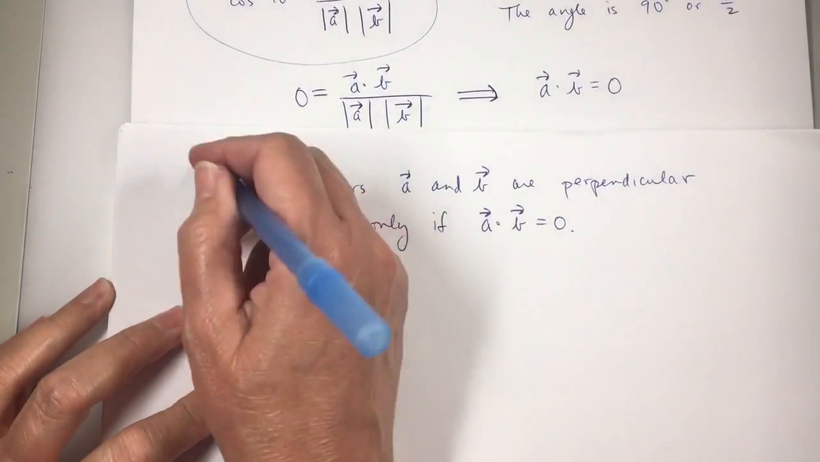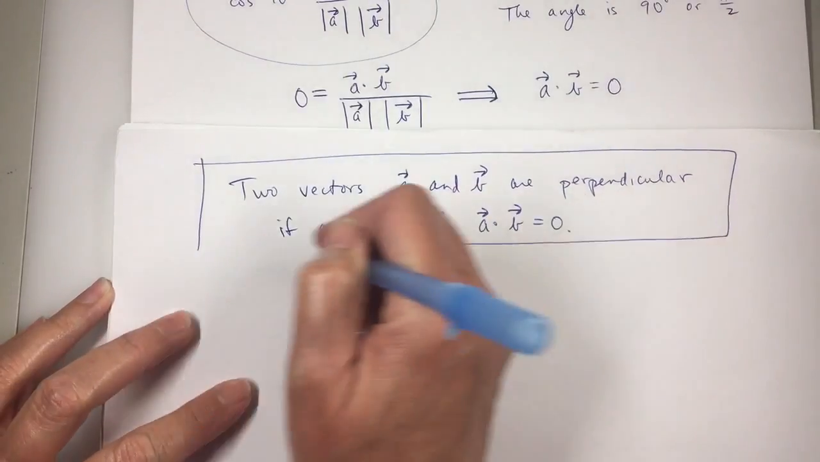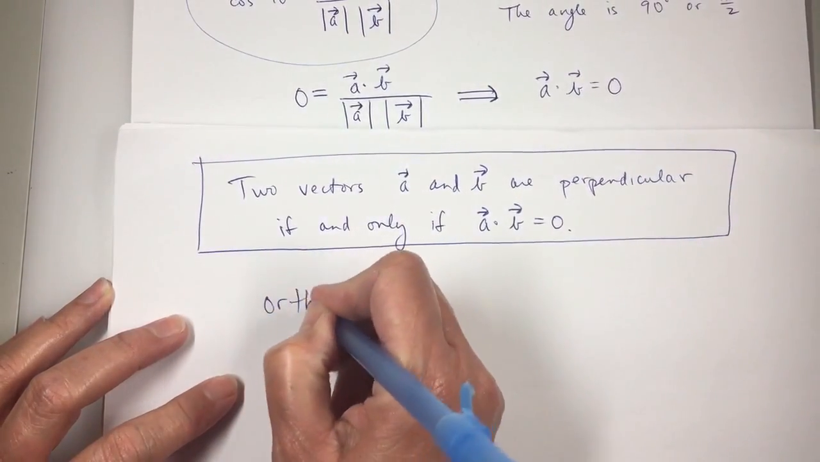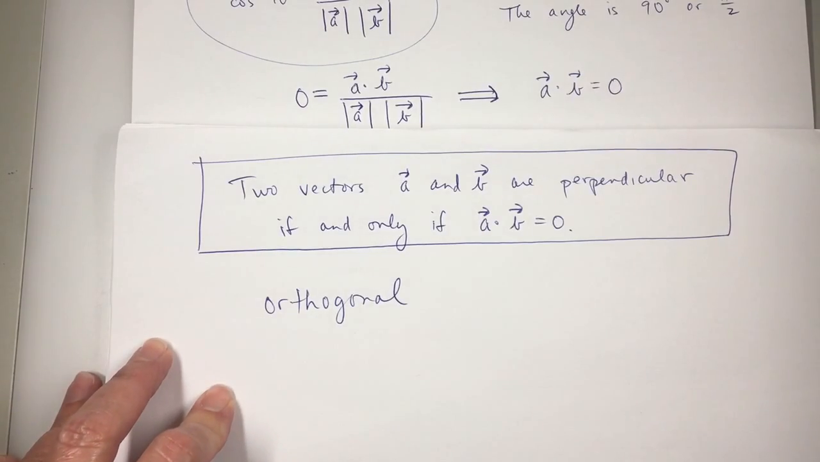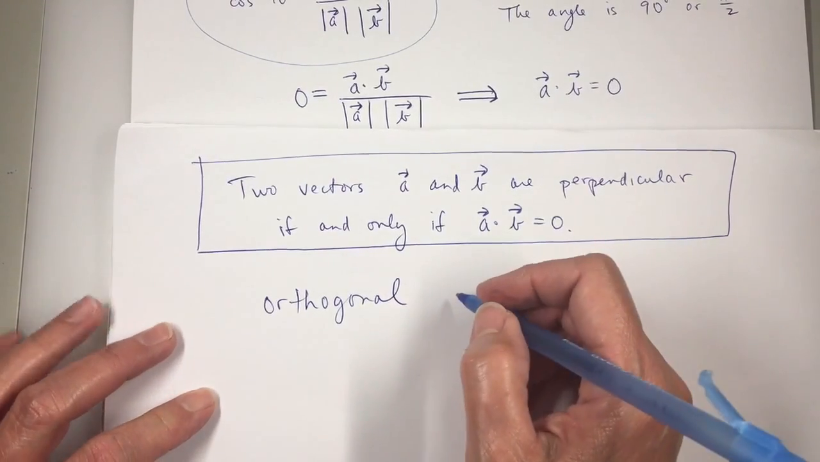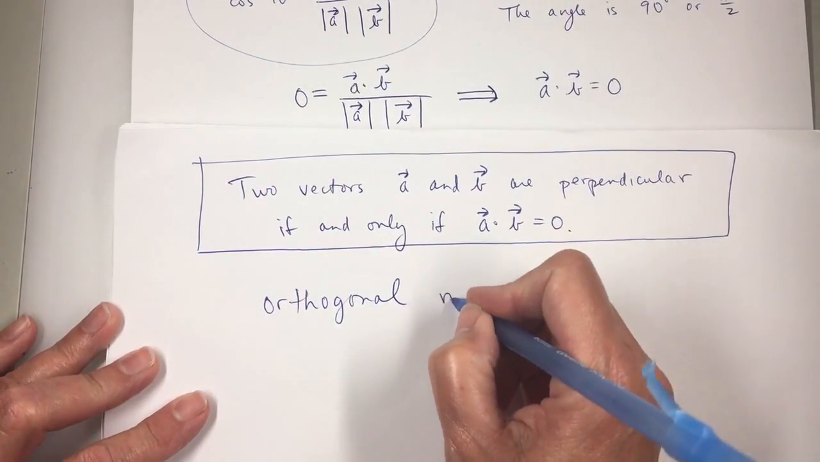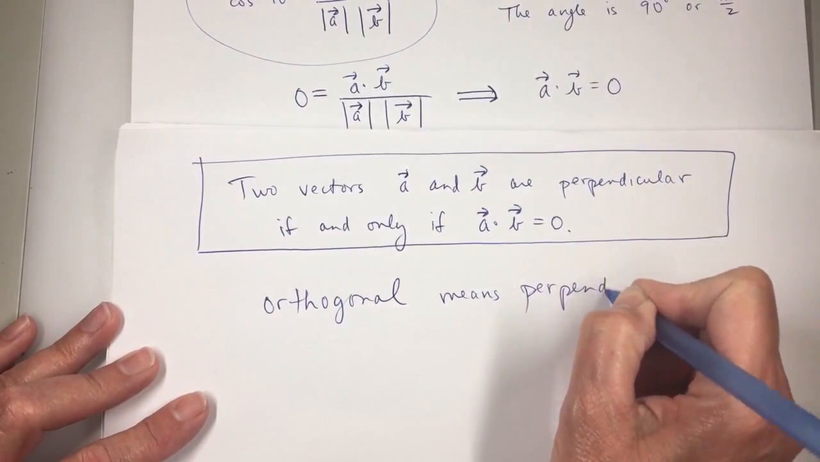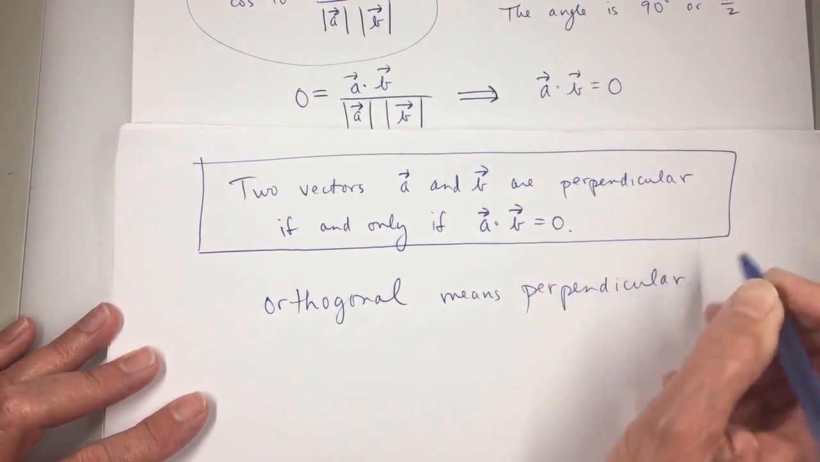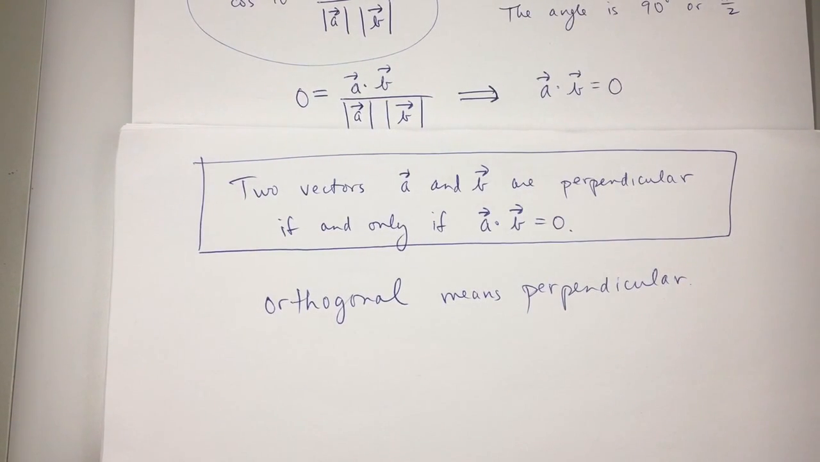So, orthogonal. And orthogonal means perpendicular. First time I ever heard orthogonal, I was in Math 1552. And it just means perpendicular.